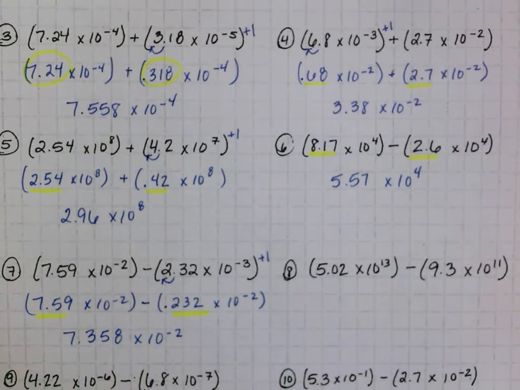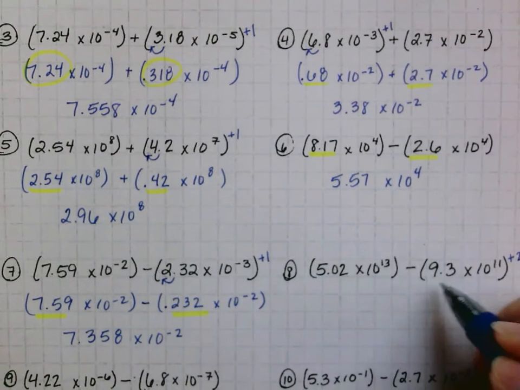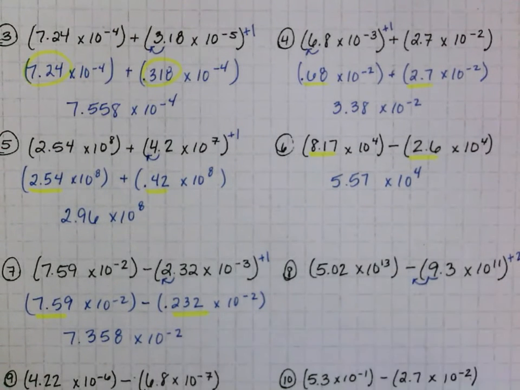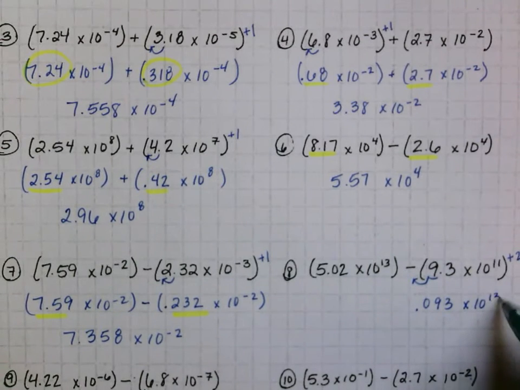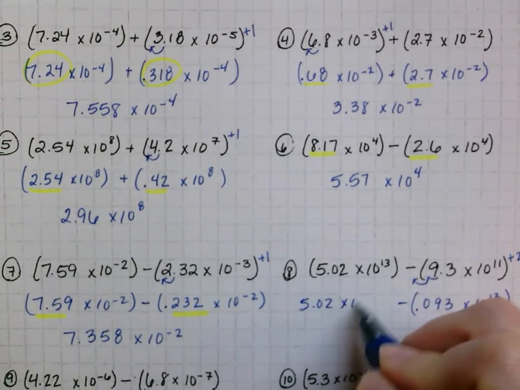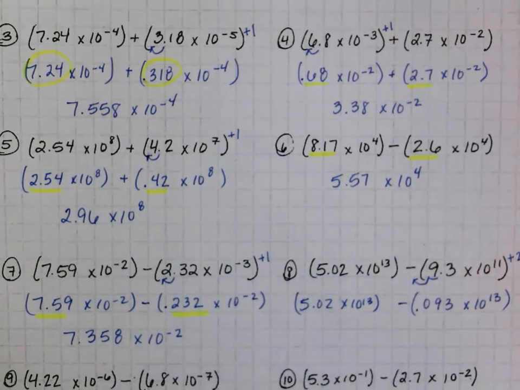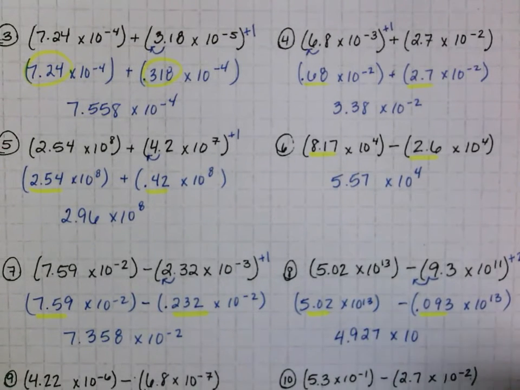In number 8, again, look at our powers. I've got a 13 and an 11. So I want to match the larger power, so I'm going to add 2, which means I have to move this decimal over 2 times. So this becomes 0.093 times 10 to the 13th. And then my first scientific notation stays the same. Now I have matching powers, so I can subtract my front numbers, which will leave me with 4.927 times 10 to the 13th.